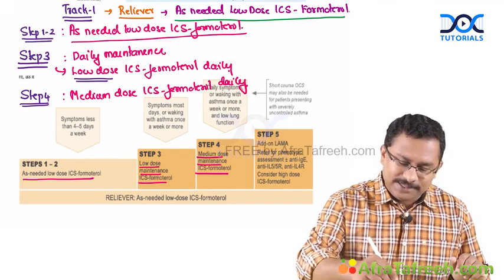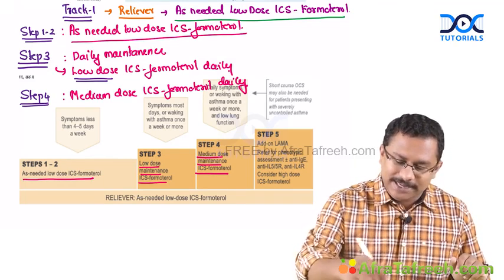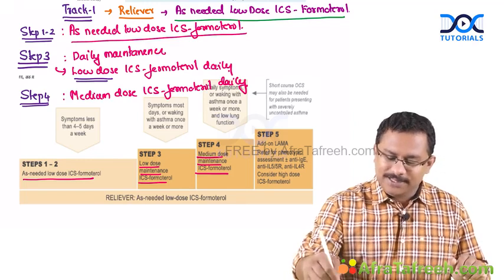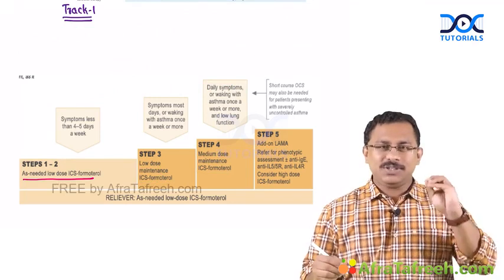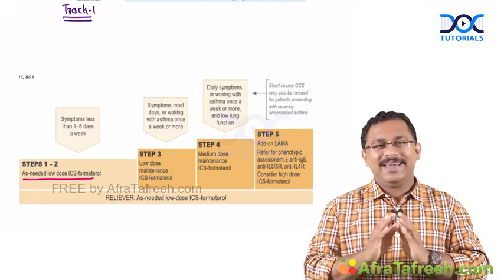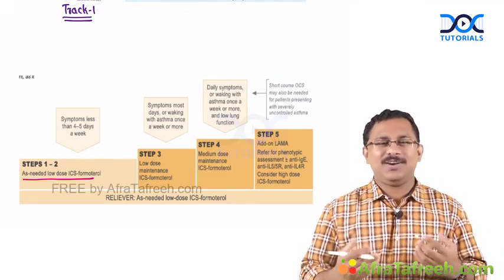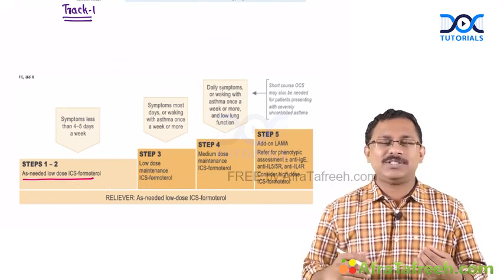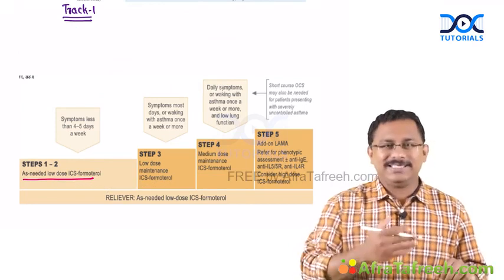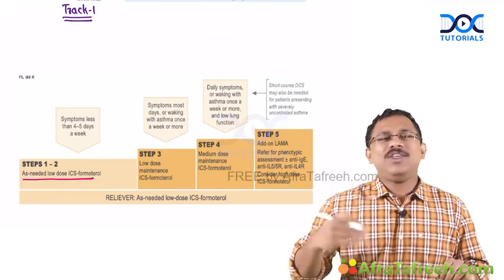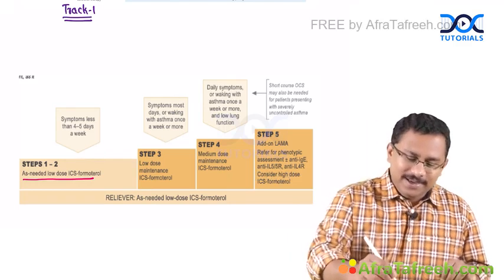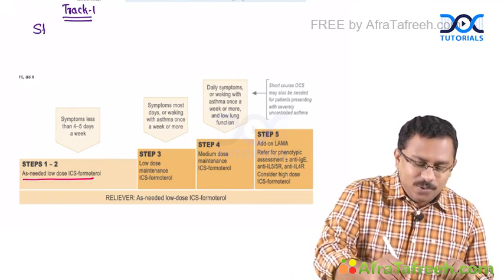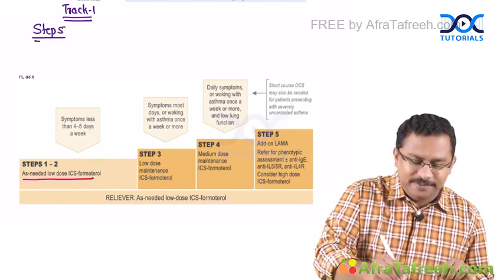Let me clear this. Okay, we are still in track 1. The picture you are seeing on screen is that of track 1. Now, if the patient was on step 4 and again was not controlled in spite of a medium dose combination of ICS formoterol, then you will categorize the patient as step 5. Okay. So next question is, how are you going to manage step 5?